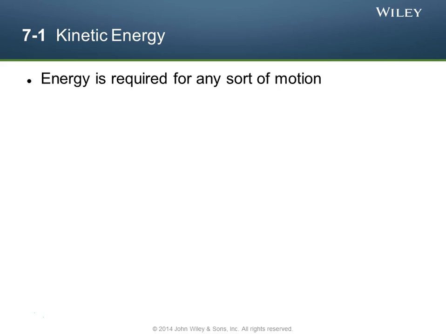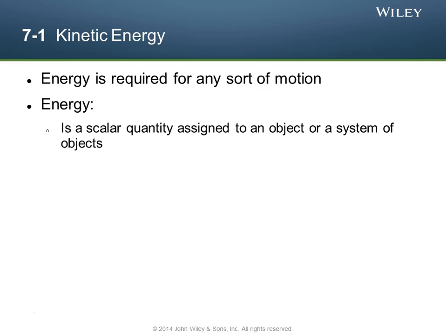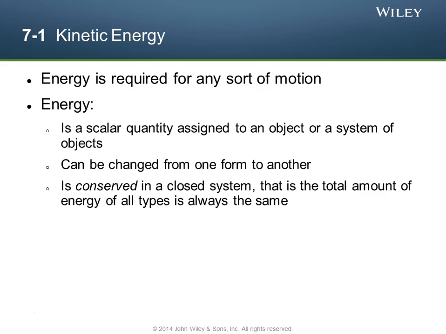So first off, energy is required for any sort of motion. And a few facts about energy. Energy is a scalar quantity, and it's assigned to an object or a system of objects, and it can be changed from one form to another. We know from our previous physics course that there are many different forms of energy, and we transfer those energies from one form to another. And the important part is that in a closed system, energy is conserved, and that means that the total energy of the system at the beginning, all types of mechanical energy, stays the same. So the total stays the same. We can just transfer between the different types.